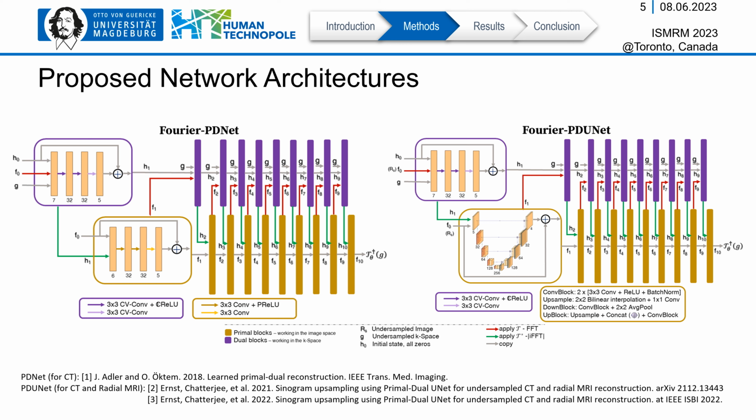It's worth mentioning that the initial state F0 in case of the Fourier-PD is all zeros, while in case of Fourier-PDUNet, it's the undersampled image. Afterwards, the output of the first primal block goes as an input of the second dual block, along with the undersampled K-space and the output of the first dual block. When the data goes from the primal to dual block, FFT is applied, while IFFT is applied when the data goes from the dual block to the primal block. This is repeated for 10 sets of primal and dual blocks.